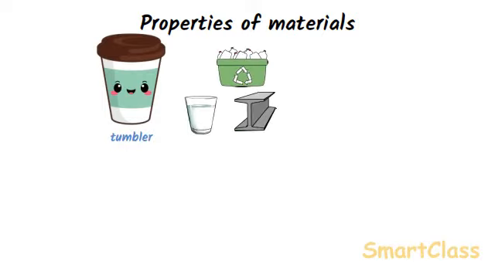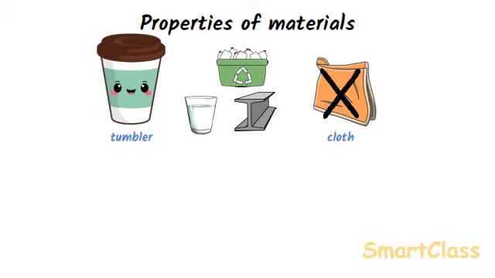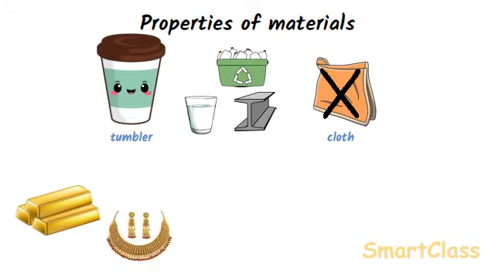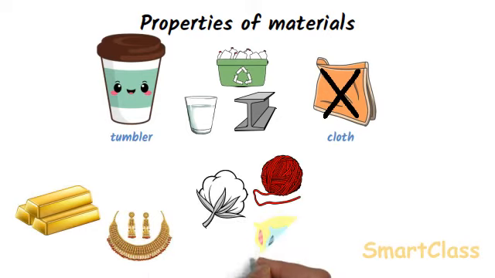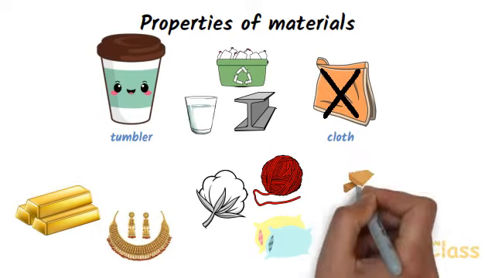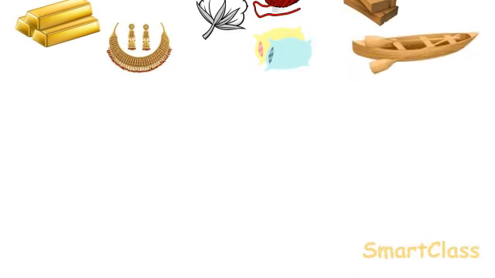We cannot make a tumbler from a piece of cloth as it cannot hold water and water will leak from the cloth. Similarly, we use gold for making ornaments because it has a shiny appearance, and we use cotton and wool for filling pillows because they are very soft. Likewise, we use wood to make boats as it floats on water.